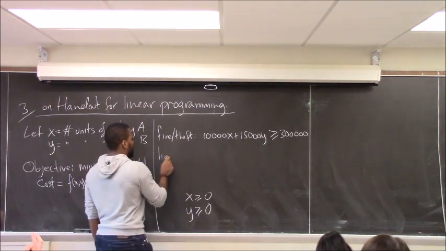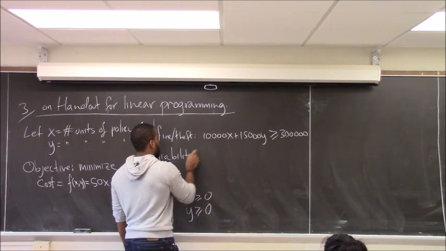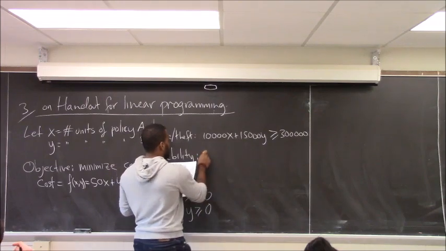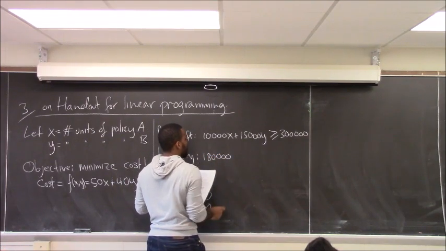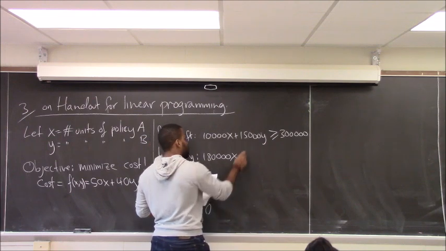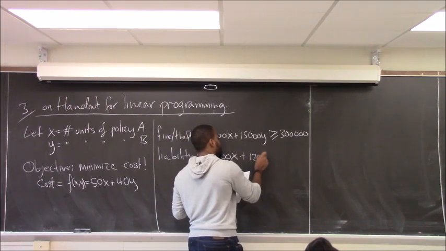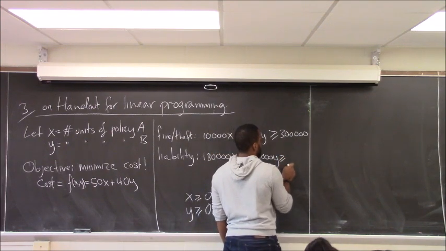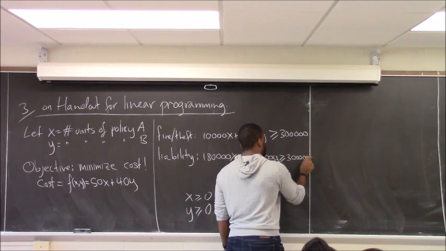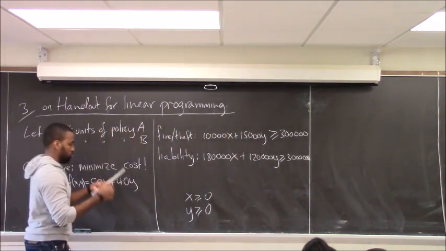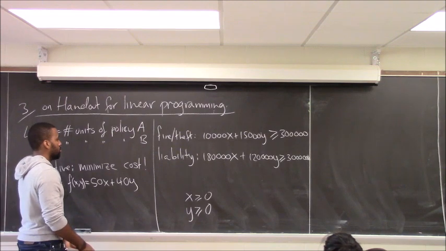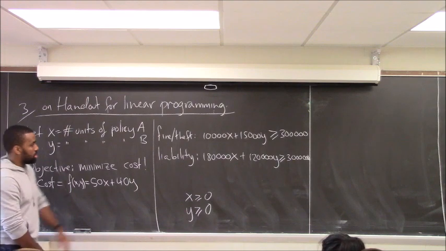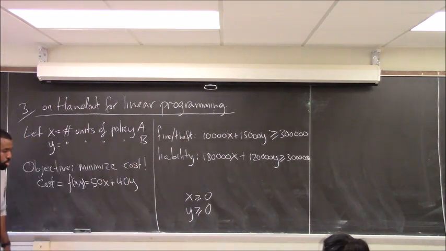And we also have liability insurance. By a similar idea, we get 180,000 for each unit of A purchased and 120,000 for each unit of B purchased, and we want at least 3 million. 6 zeros. That's it. We want to minimize this function in the presence of these constraints. This is a linear programming problem.